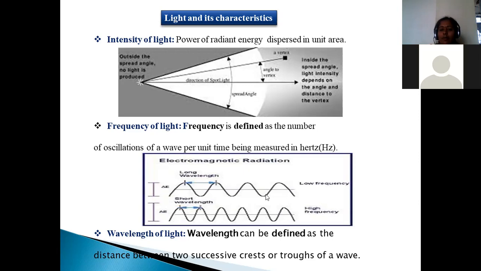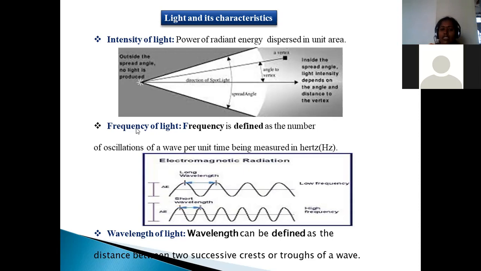So light is moving in the form of waves. Light has a dual property: one is particle nature, the second is wave nature. Both properties are associated. Now let us consider light as a wave, and these light waves are traveling through a fixed point.